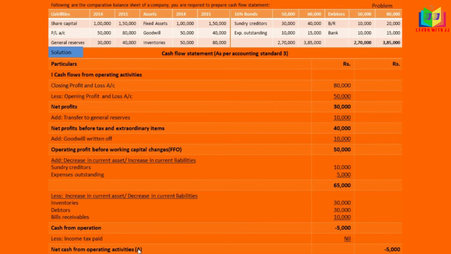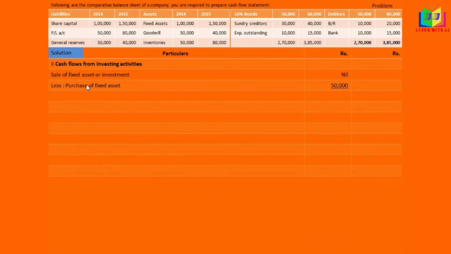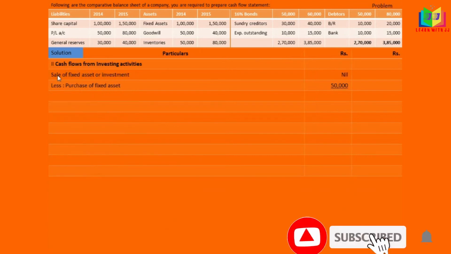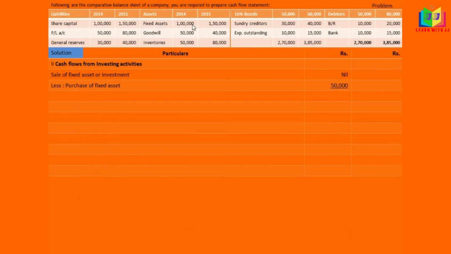The first part of your cash flow statement is over. Next we'll move on to the investing activities part. First, sale of fixed asset or investment we don't have, because fixed asset is 1 lakh and 1,50,000, so we don't have sale here. Just purchase we'll have. 50,000 is the purchase, so that we have to subtract.